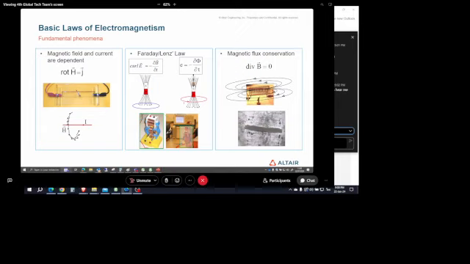The interest of this is that in the winding we try to create a rotating magnetic field. This is why we use windings in the stator, and we are going to understand how to create that rotating magnetic field. So this is the first law, curl of H equals J. Once you supply the cable, the magnetic field is created.